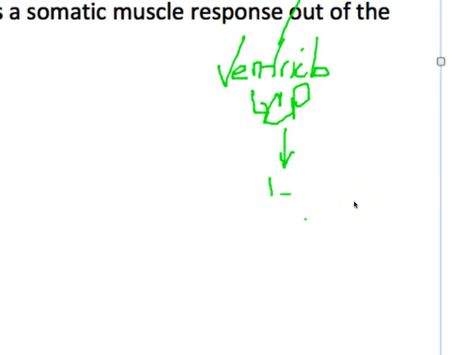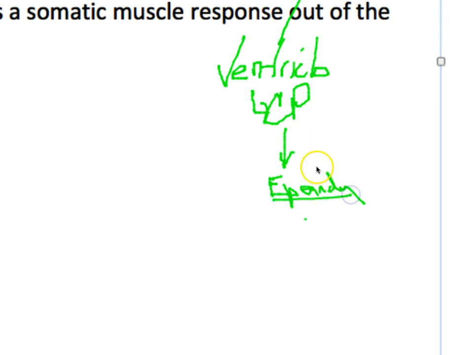Whoops. Oh no, gosh, I hate when that happens. I'm sorry, we're going to lose this whole thing. So I'm just going to put ependymal cell here. Ependymal cells, it's supposed to be an E.